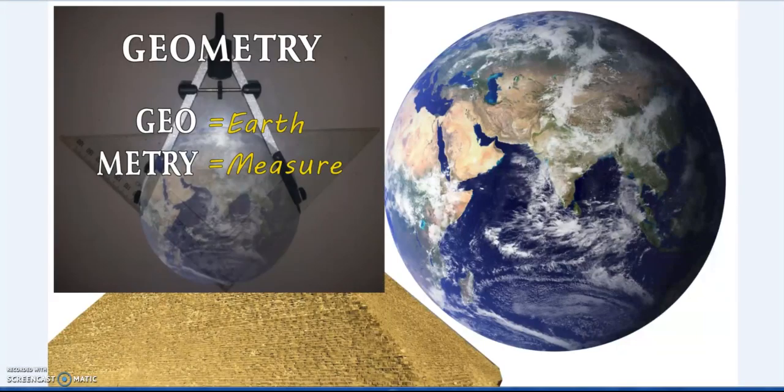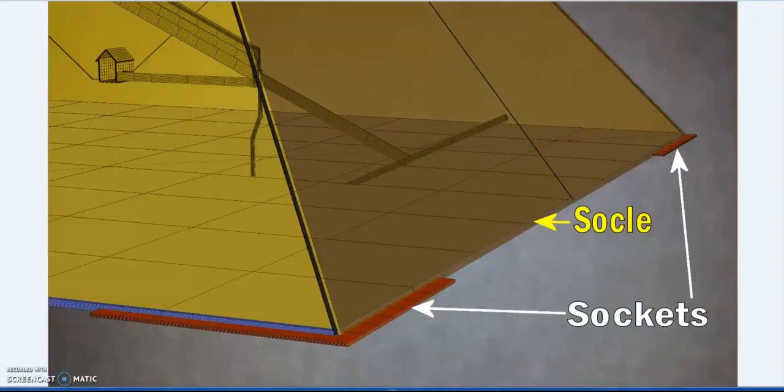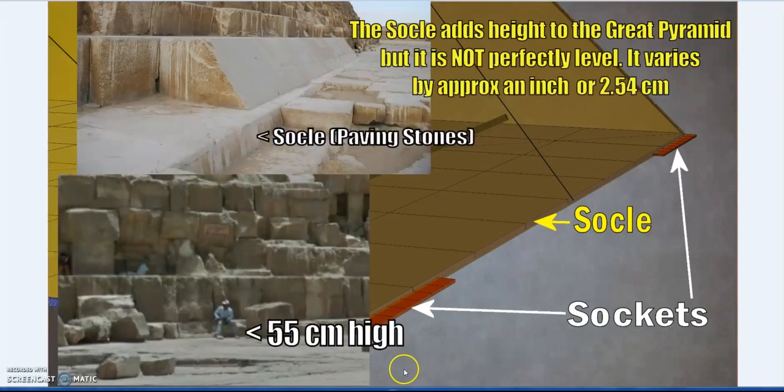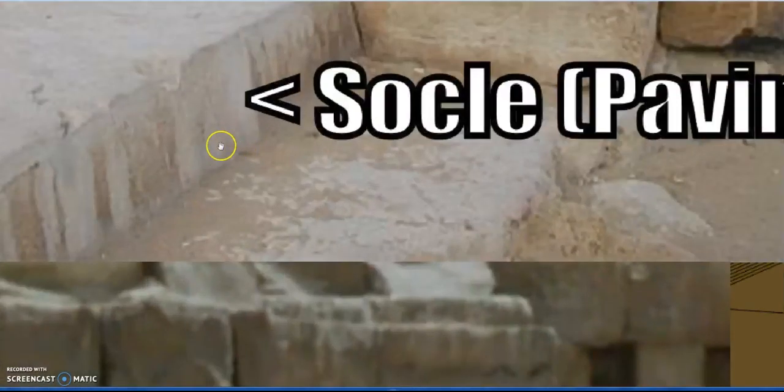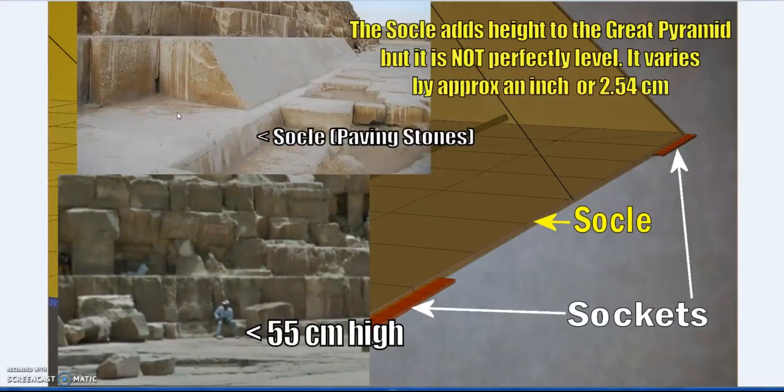Okay, so geometry. Now an important feature about the pyramid is that the pyramid sits on two features that are often overlooked: the paving stones or the socle, and at the corners we have something called the sockets. Now, for instance, the socle, where you can see the paving stones that the pyramids are built on. Now, it's often said that these are perfectly laid. No, they're not perfectly level.